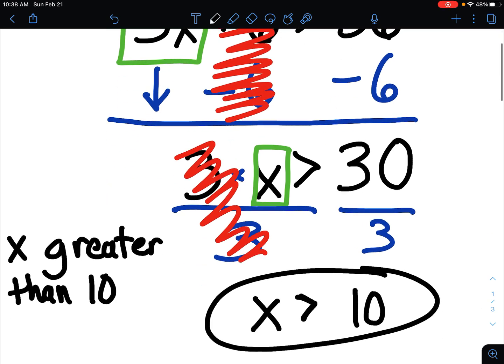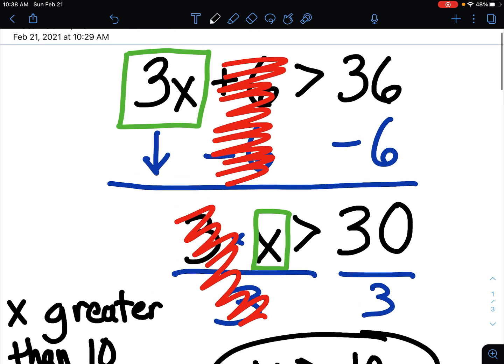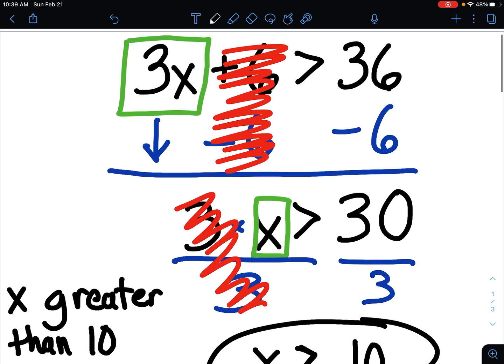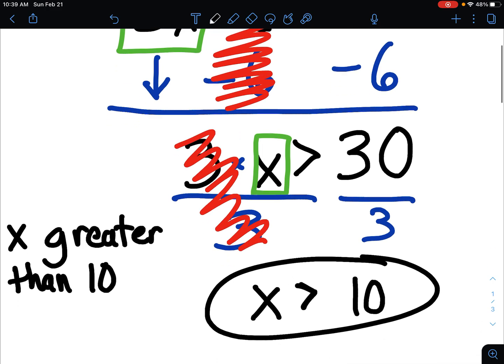So that's how you solve a two-step inequality. It's the same thing as a two-step equation. It's just not an equal sign. And we have that one rule where if we divide or multiply by a negative, we have to flip it. Okay, but remember, isolate your x. Get your x by itself and do inverse operations to get the final answer.